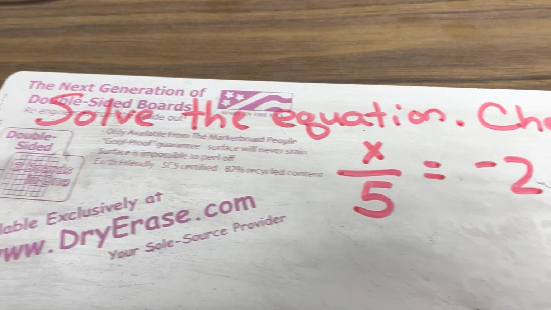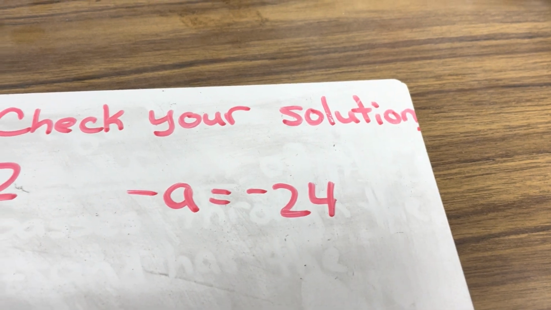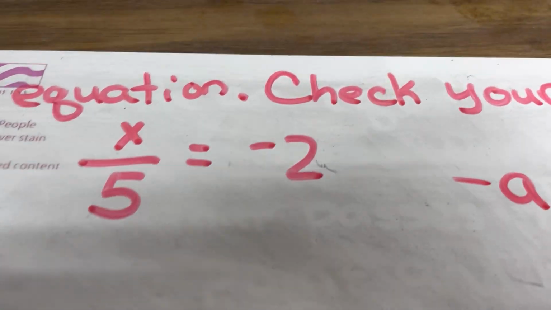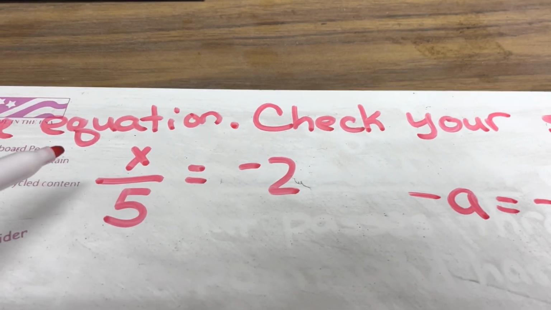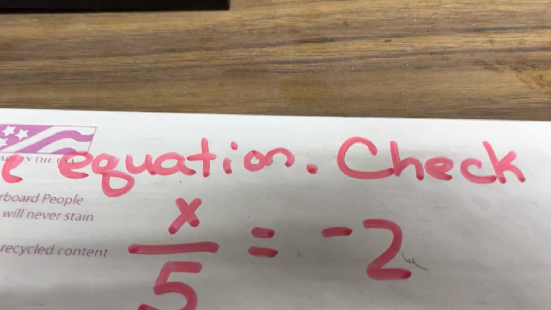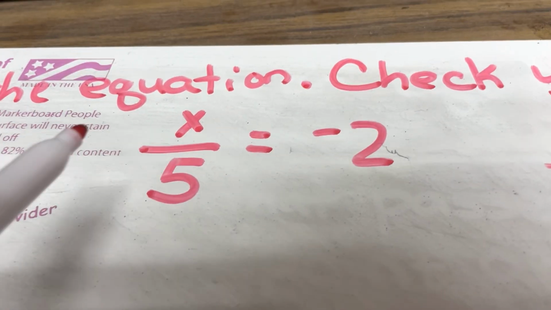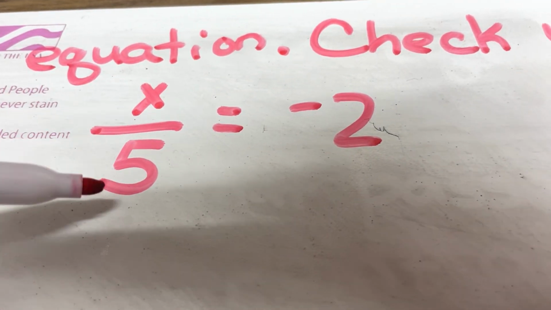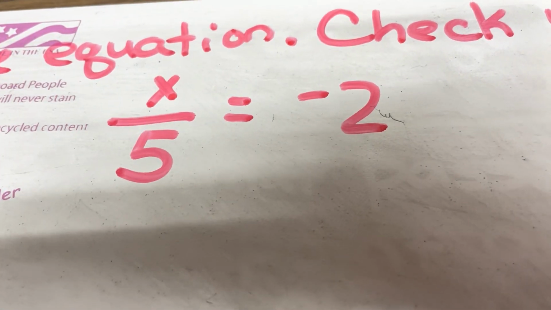Our focus today is on solving the equation, check your solution, using multiplication and division equations. For the most part, we're going to be showing division by doing fractions. So we have x over 5 equals -2. This is the idea that x divided by 5 equals -2.